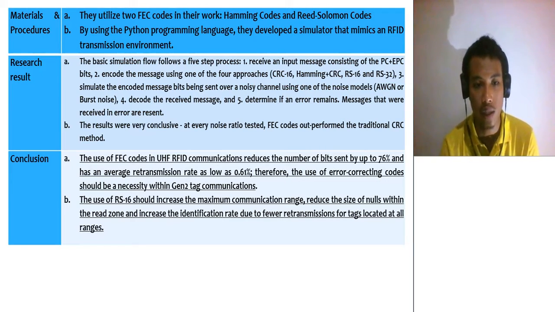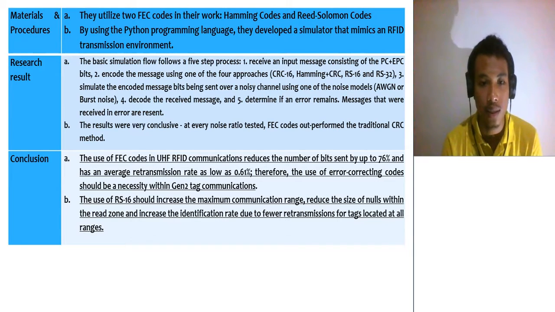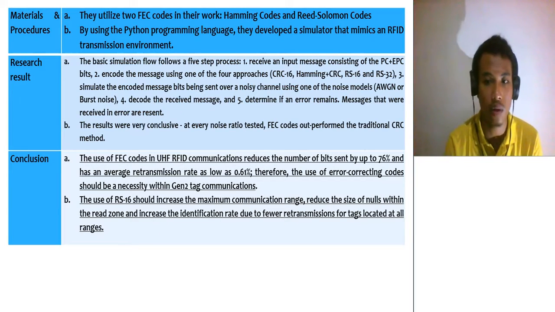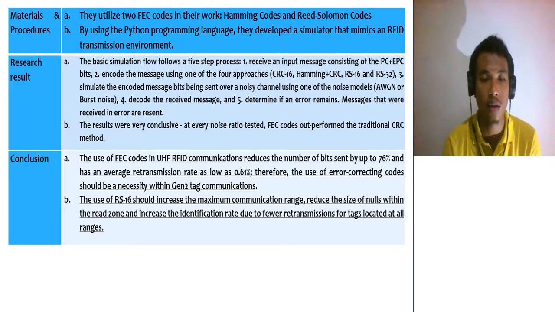And the second, the use of RS16 should increase the maximum communication range, reduce the size of nodes within the red zone, and increase the identification rate due to fewer retransmissions for tags located at all ranges.